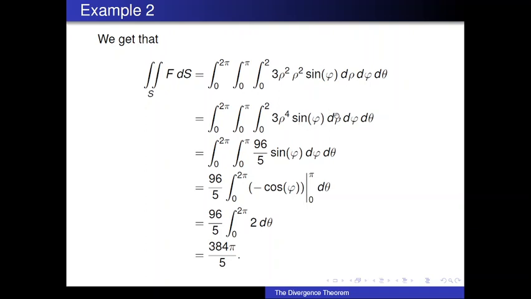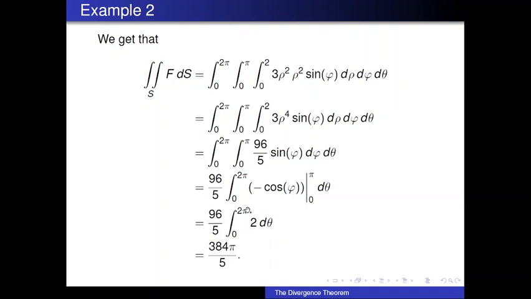Okay. We'll do the rho integral first, and we get 3 rho to the 5th over 5. When we evaluate that at 2, we get 96 over 5. Okay, now we will do the phi integral. Well, the integral of sine of phi is minus cosine of phi. And so we evaluate that at pi and at 0. We get here minus negative 1 minus 1, which is 2.